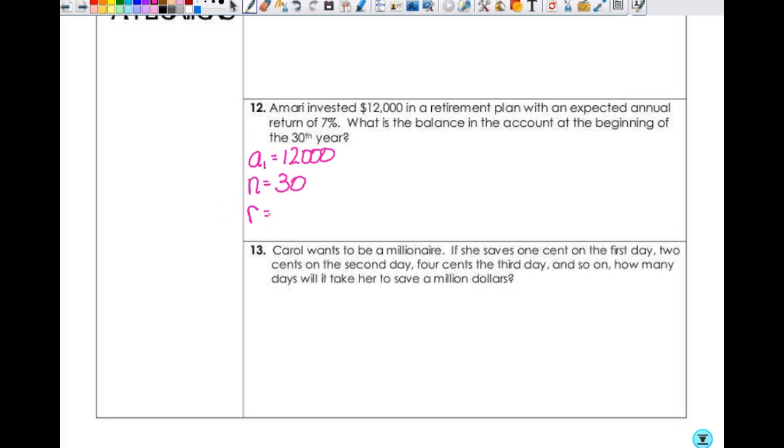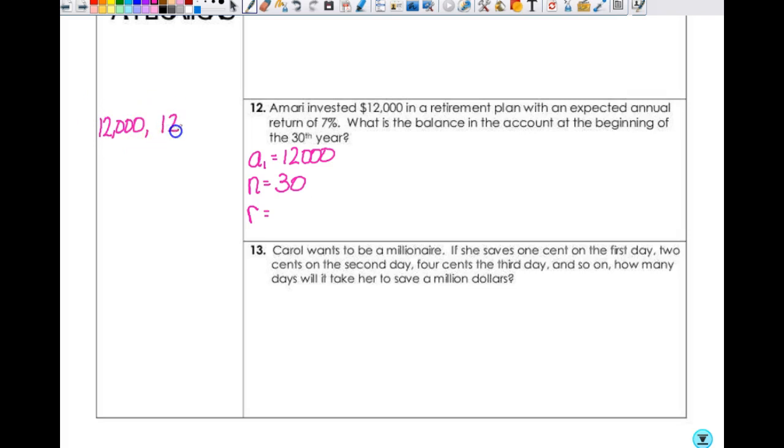R, now let's think about what R is though, because R is your ratio, right? The rate is 7%. However, let's just say, what's 7% of 12,000? Just go ahead and do that on the calculator. That's fine, go ahead, I want you to tell me that. I wouldn't expect you to do that in your head.